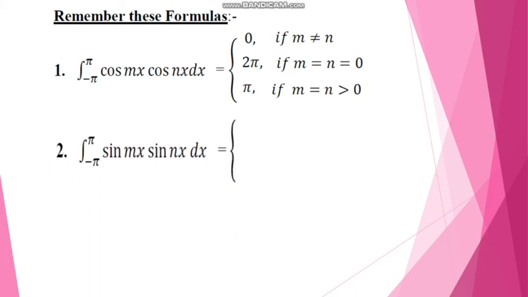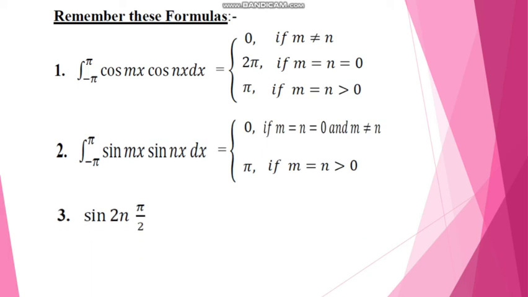Secondly, you have the definite integral from negative pi to pi of sin mx sin nx dx, whose value is 0 when m and n are the same and equal to 0, or when m and n are distinct. When m and n are the same and positive, you have the value pi. Coming to another one, sin 2n times pi by 2, that is sin n pi, whose value is always 0.